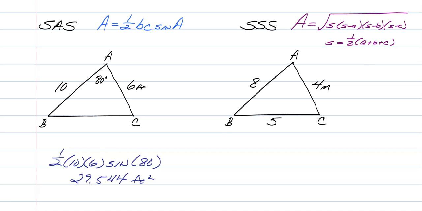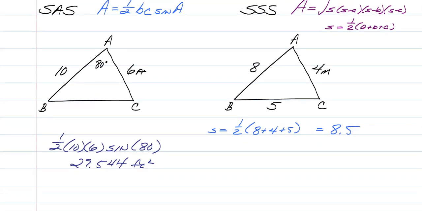But what is s? S is half of the perimeter. So all you have to do is add all three sides up and take half of it, and you're good to go. So first step, find s. So in this example here, s is equal to 1/2 of 8 plus 4 plus 5. So half of 17 is going to give you 8.5. So now you know what s is.